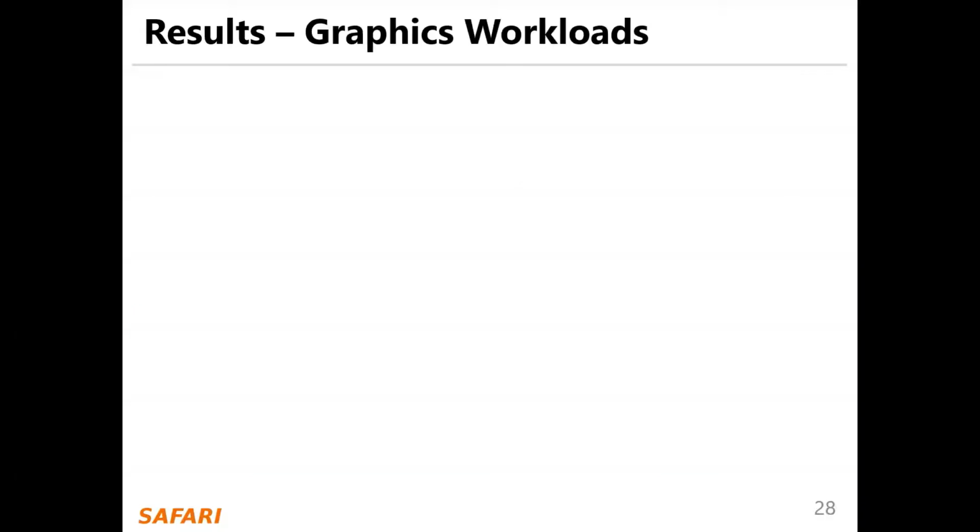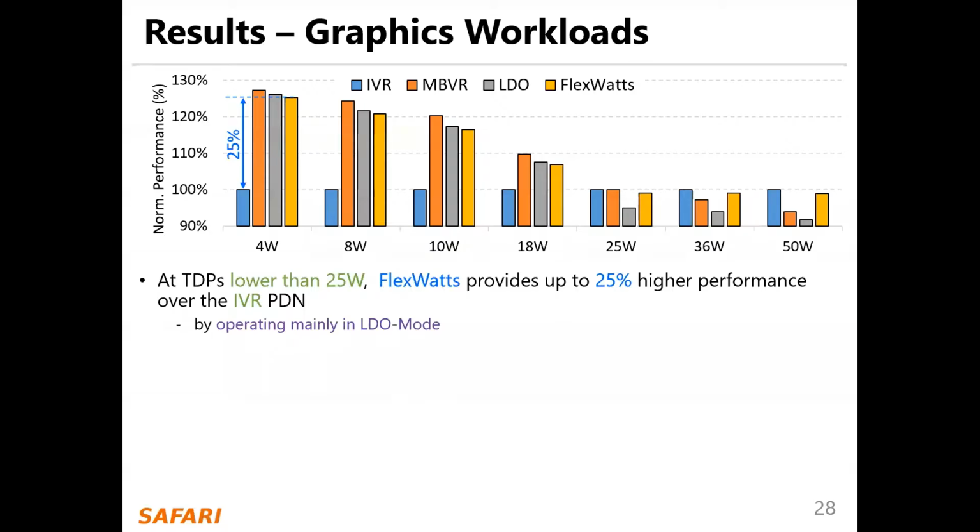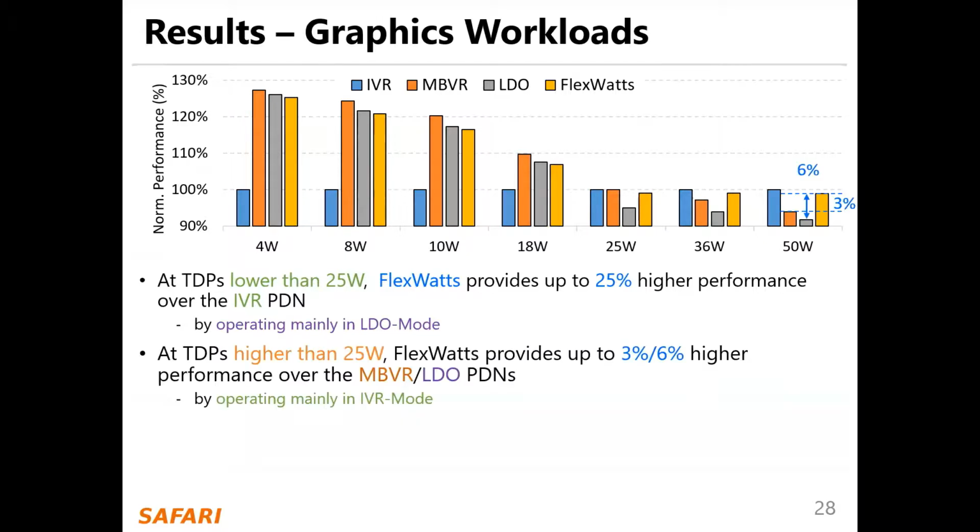Now let us see the results for the graphics workloads. At TDPs lower than 25 watts, FlexWatts provides up to 25% higher performance over IVR PDN by operating mainly in LDO mode. At TDPs higher than 25 watts, FlexWatts provides up to 3% and 6% higher performance over MBVR and LDO PDNs by operating mainly in IVR mode.